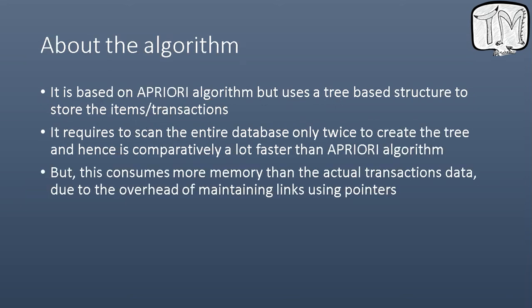So this is where the FP growth algorithm comes in. It stores our transaction data in a tree-based structure, and to create this tree-based structure, it only requires scanning the entire database twice. So this gives it a super boost, and it is really efficient as compared to the Apriori algorithm.